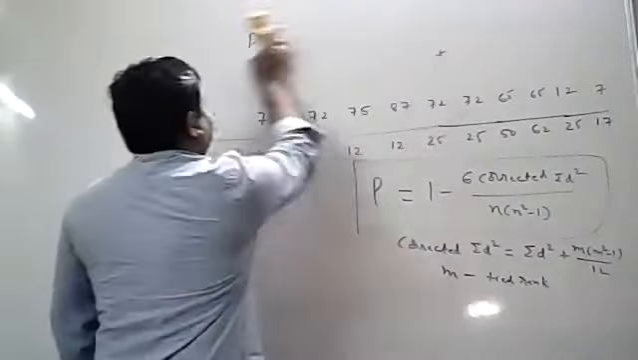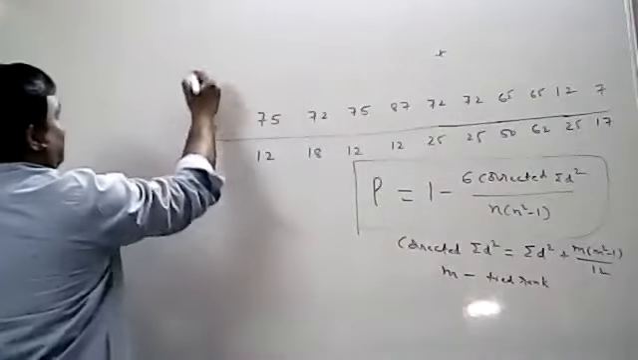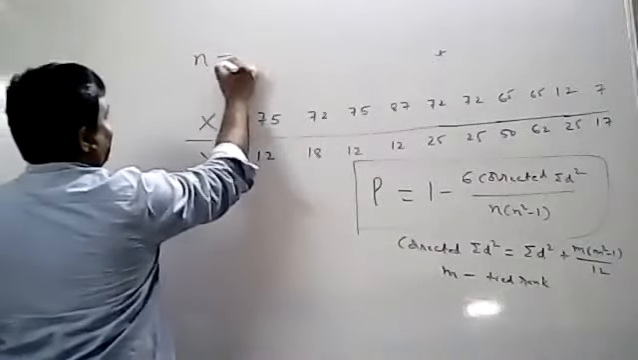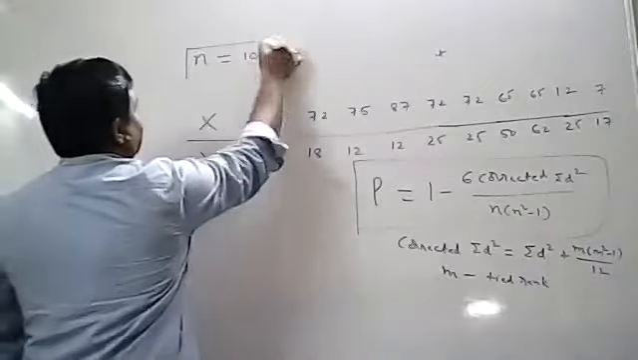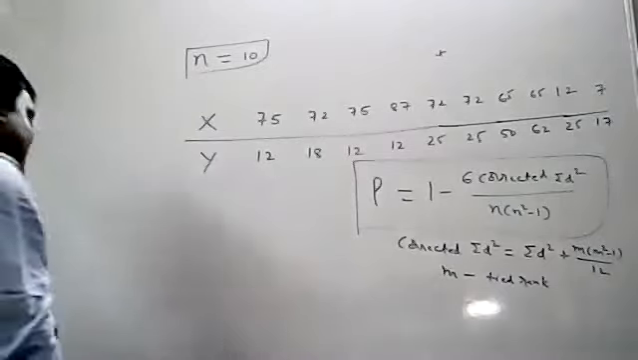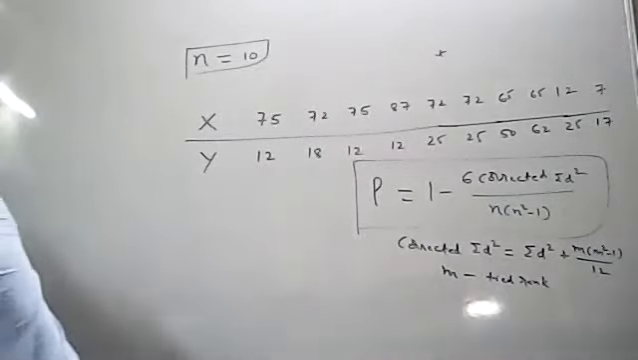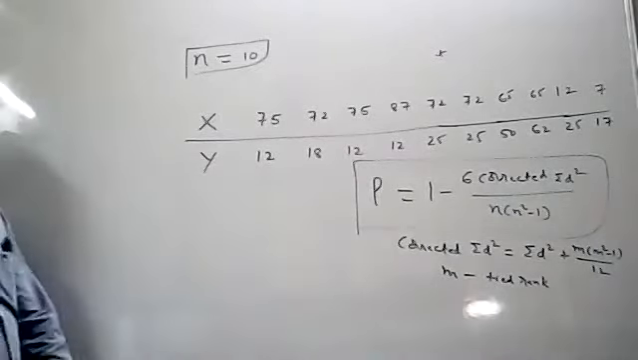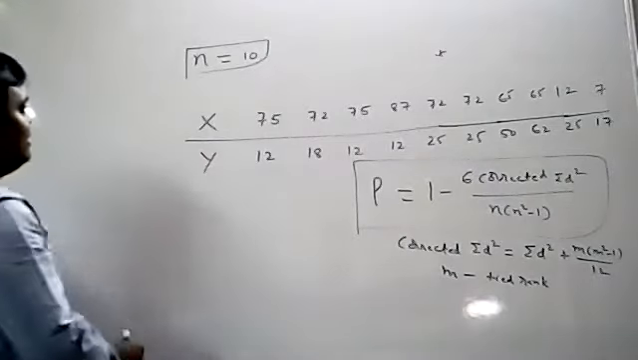Calculation: first you have to identify the n value. What is your n value in this particular problem? Given that n equal to 10. So the n value is equivalent to 10.